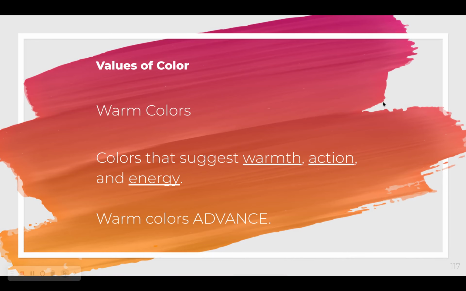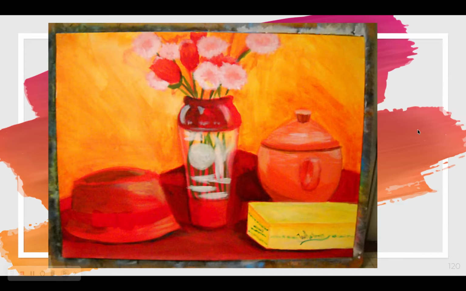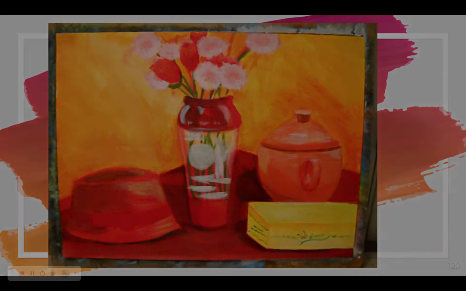So warm colors, these are colors that suggest warmth, action, and energy. Warm colors seem to advance towards our eyes, and there's a reason for that. Depending on where they're placed on the color wheel, we can say that colors can be a little warmer or a little cooler, because violet is more of a cooler-ish color, while obviously reds and oranges are much warmer. So this painting here uses a lot of warm colors.